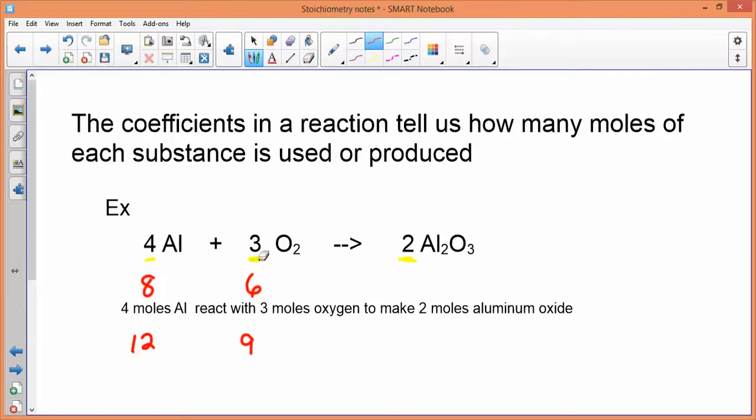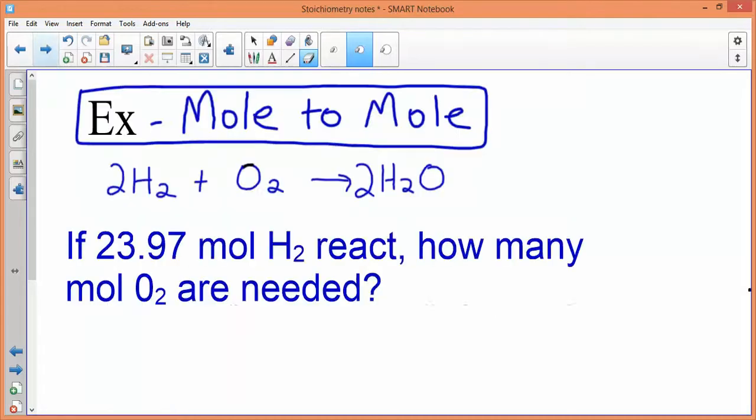So we'll use these coefficients as mole ratios to calculate the amounts of any of the substances. If you only know the amount of one substance in a chemical reaction, you can calculate the amounts of all others in the reaction. For example, this is a mole-to-mole problem. You know it's a mole-to-mole problem because you're given moles and you're asked to find moles.